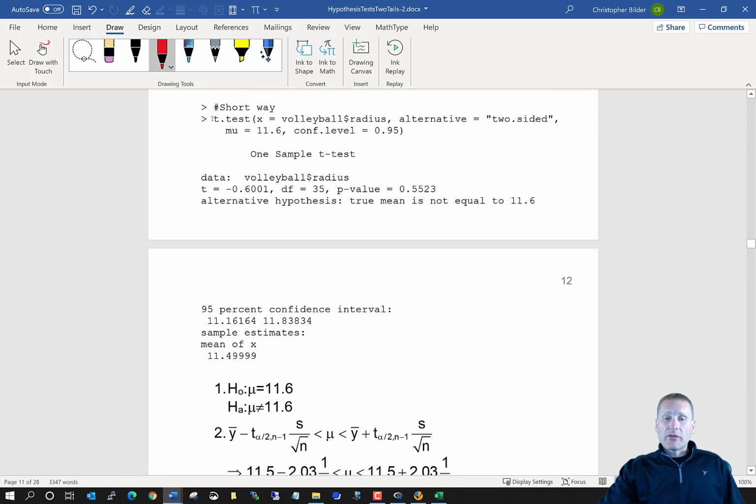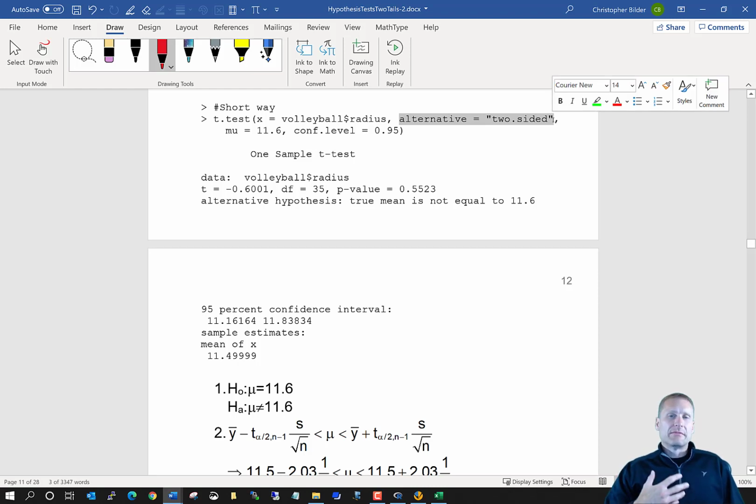Now, you could also, similar to what we saw with the confidence interval section, use a function called t.test that will do these calculations for you. In our data set itself, there's a variable called radius. The data is in a data frame called volleyball. I state I want a two-sided test.